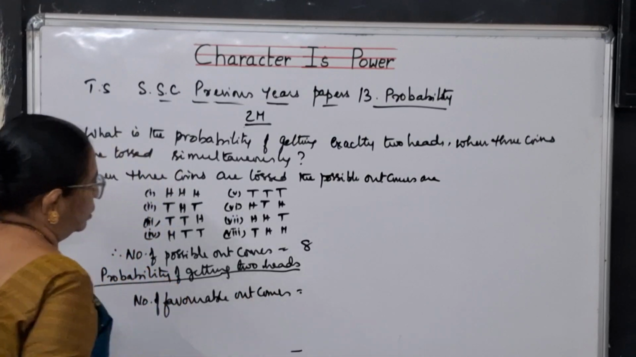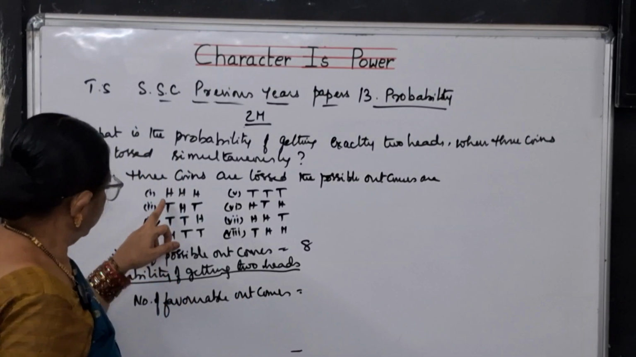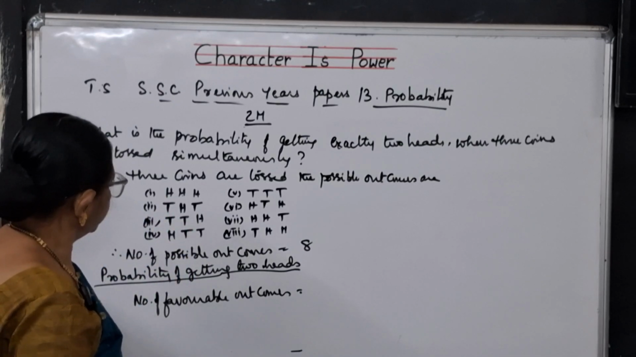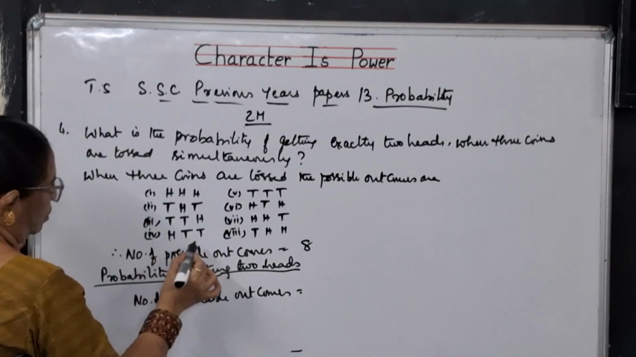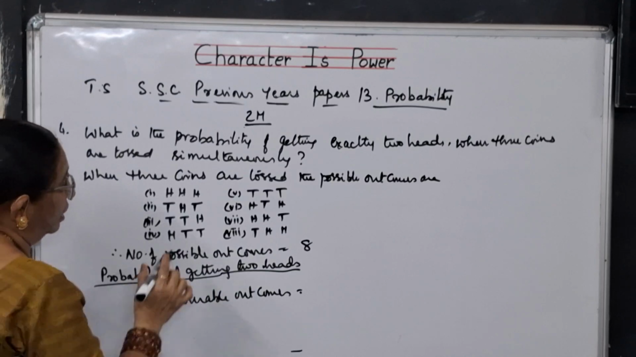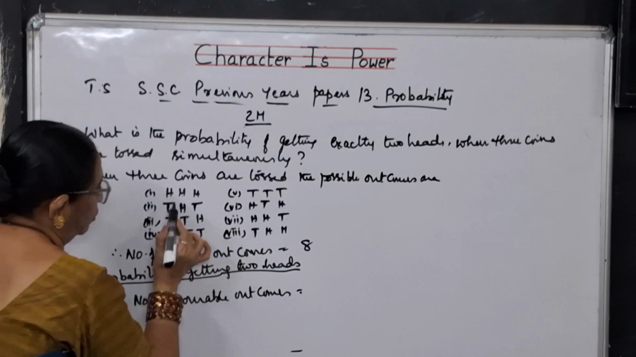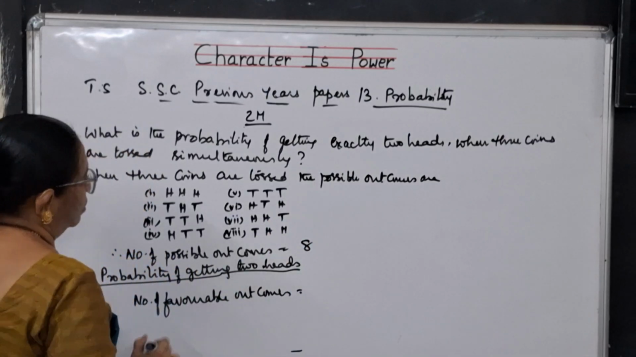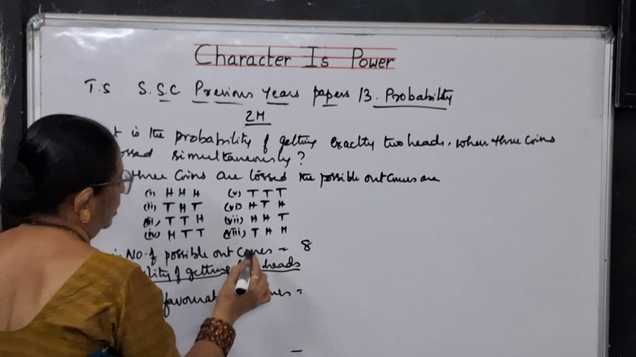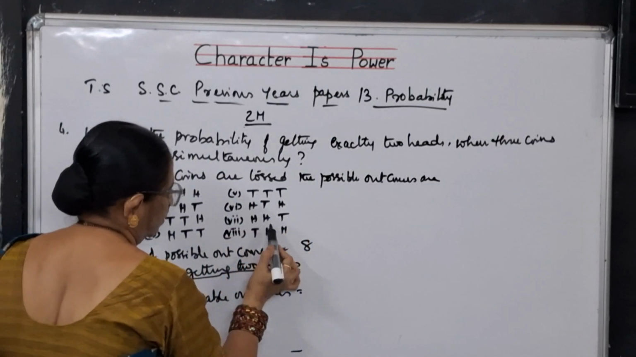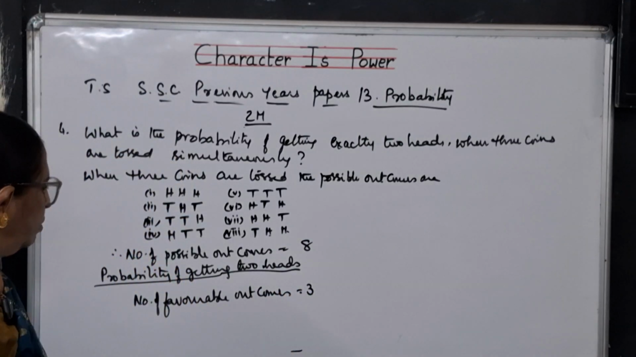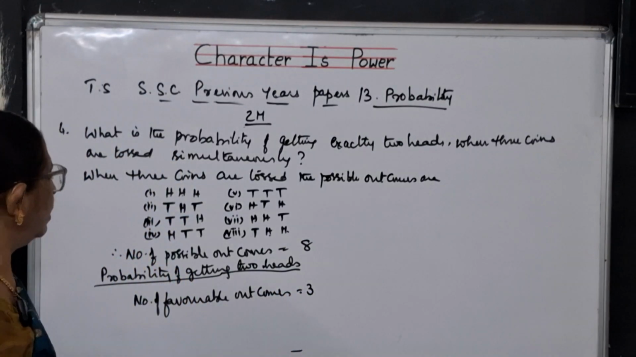How many, children? 2 heads. Where you are getting? Here. Here you have got 1, here you have got 1, here you have got 1, here 3. But they are getting exactly 2 heads. So here it is not possible. Here this is 1, this is 2, this is 3. So probability of getting 2 heads, number of favorable outcomes is 2.